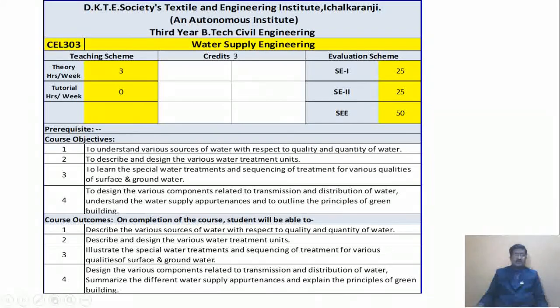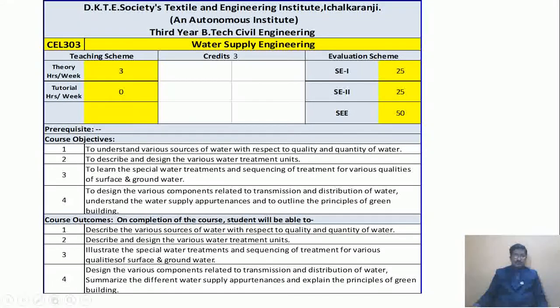The first one is to understand the various sources of water with respect to quality and quantity of water; to describe and design the various water treatment units; to learn the special water treatments and sequencing of treatments for water qualities of surface and groundwater; to design the various components related to transmission and distribution of water; to understand the water supply appurtenances; and to outline the principles of green building.